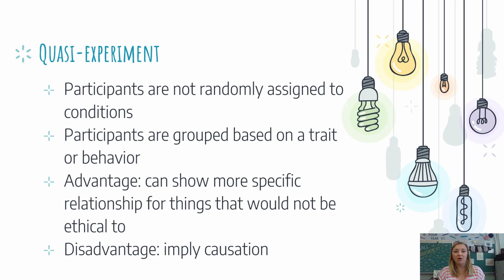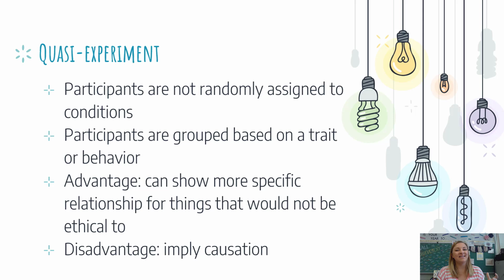A quasi-experiment is done when we want to overcome that disadvantage of things that we can't ethically manipulate. So what this study might be is we are taking participants who are already grouped based on a trait or a behavior, and we're using those groups to see the differences between the two of them.